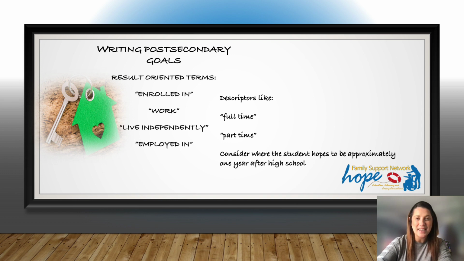Let's talk writing post-secondary goals. Result-oriented terms are the most helpful here. Terms such as enrolled in, work, live independently, employed in. Descriptors like full-time and part-time are considered, where the student hopes to be approximately 1 year after high school.